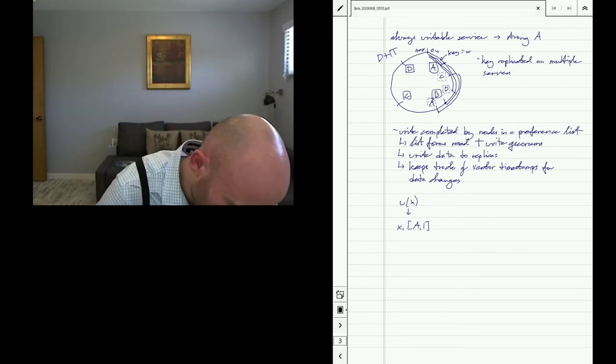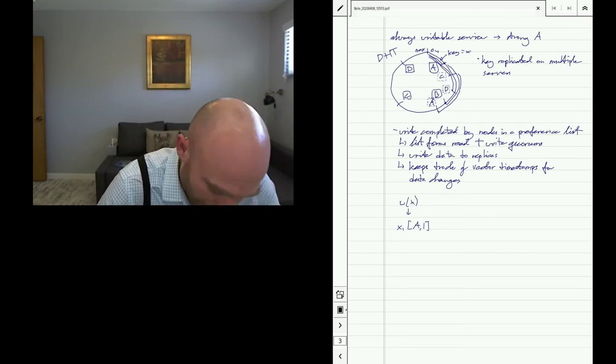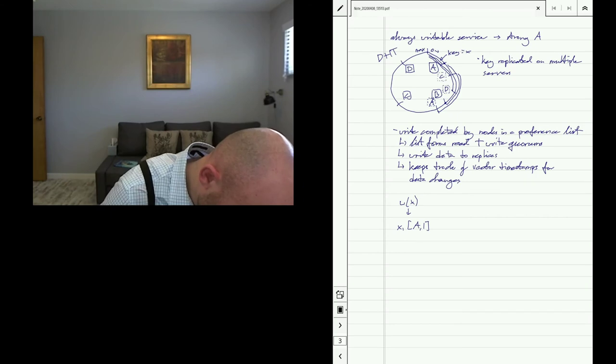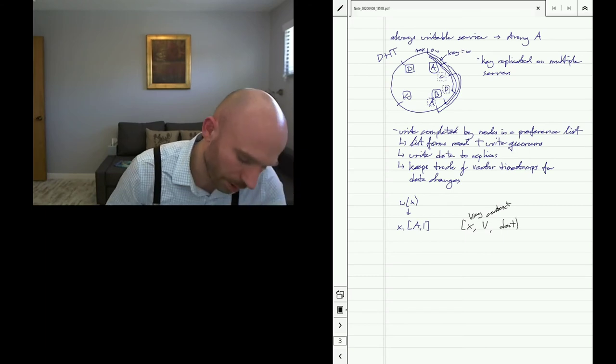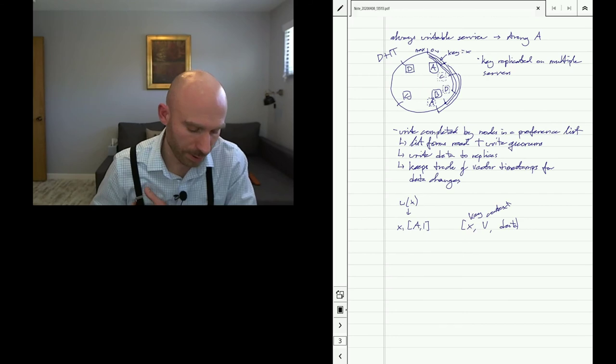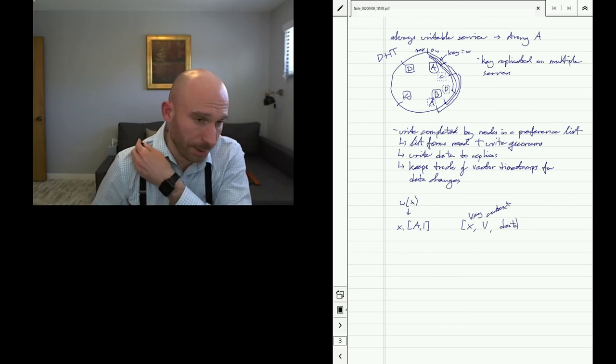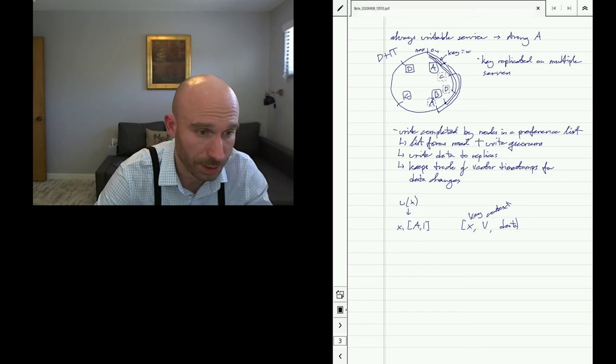So basically, our key-value store is actually a key-context-value store. Okay? So what we are storing here is the key, which is X. We're storing the context, which is the vector timestamp. Okay. And we're storing the data. So here in the picture on the left, I'm skipping the data. We're just doing a write to some variable X, and the context of it is A1.